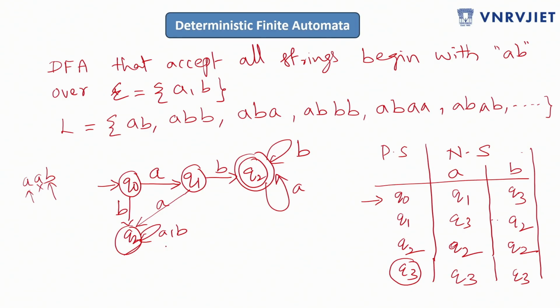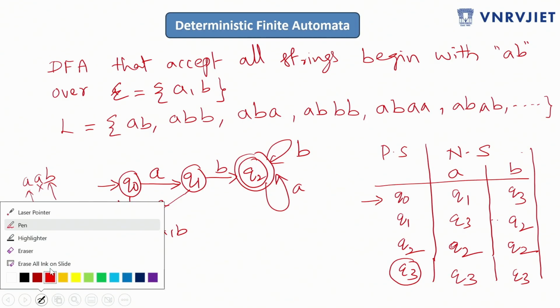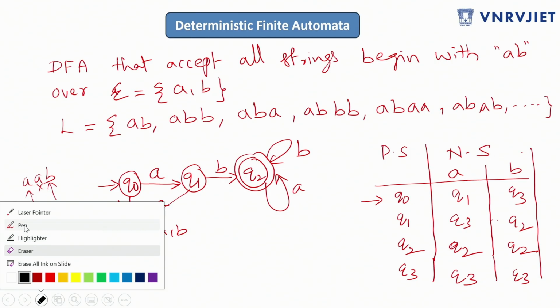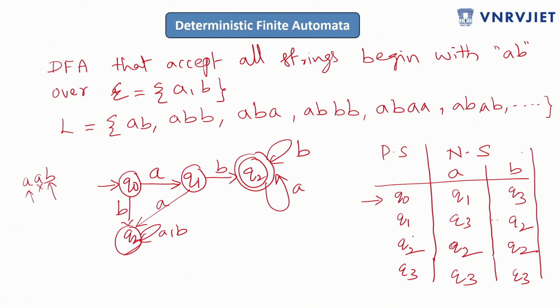But again, I have made a small mistake, and I will correct it. This is not the final state. The final state here is Q2, so mark Q2. Like this, we can draw the finite automata, I mean the DFA, for small problems, and we can also write the transition table from the diagram as well.